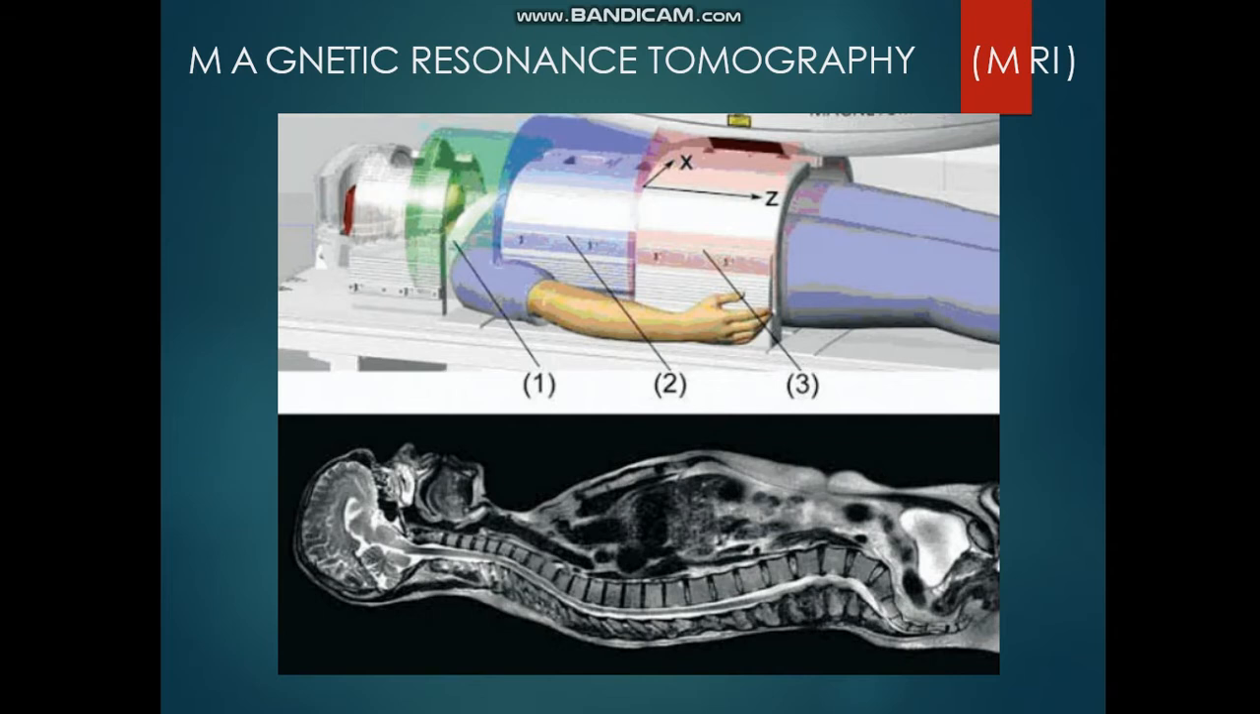Magnetic resonance tomography. Okay. Magnetic resonance imaging is a type of scan that uses strong magnetic fields and radio waves to produce detailed images of the inside of the body. This method can be used to examine almost any part of the body, including the brain and spinal cord, bones and joints, breasts, heart and blood vessels, and internal organs such as the liver, womb, or prostate gland.